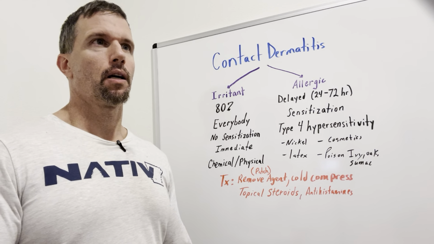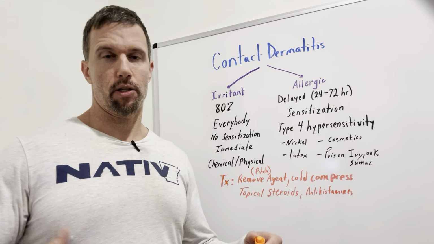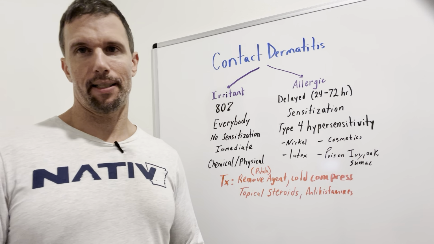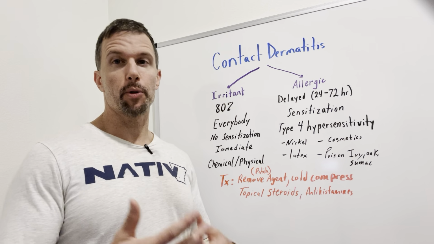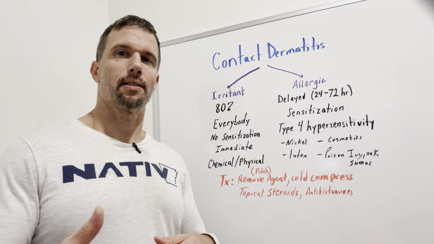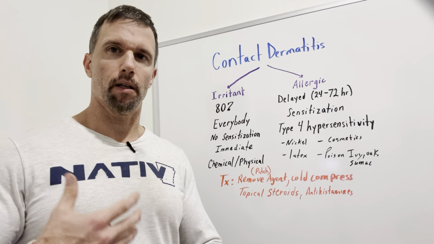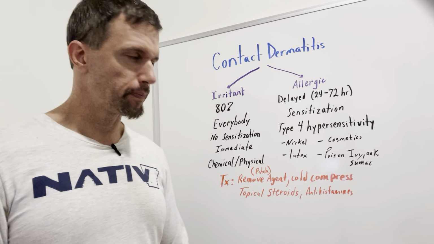This is a type 4 hypersensitivity reaction, so it involves the adaptive immune system, in particular the T lymphocytes. The helper T cells are involved in this, and so those lymphocytes have to see something first before they can mount a response to them.